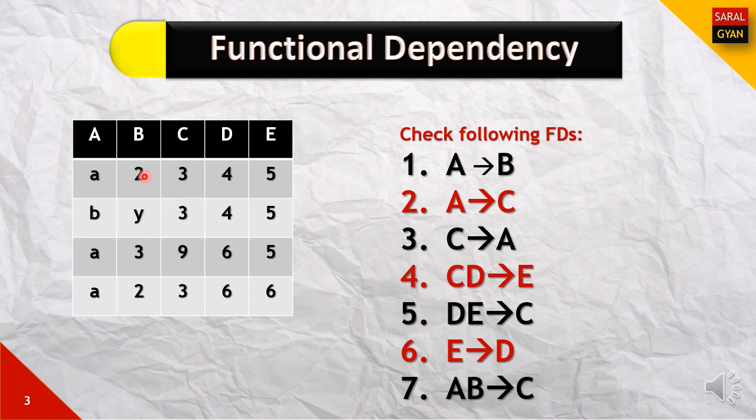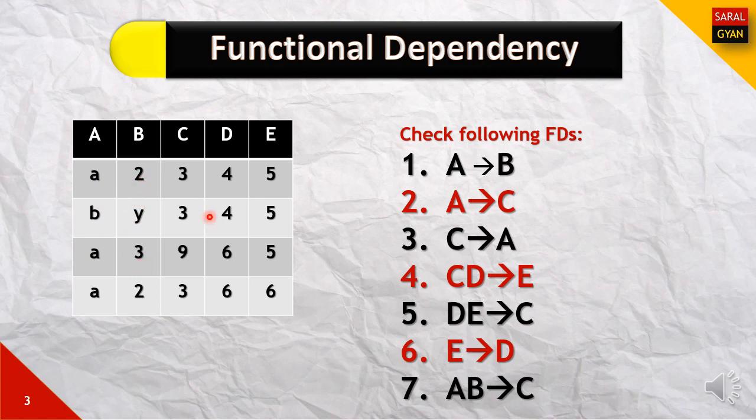If it had been equal, then we could say there is a dependency from A to B. But now this is value 2 and this is value 3, which means on the same value of alpha, I am getting different values of beta. Here it is 2, here it is 3.